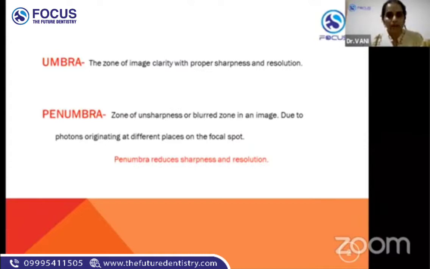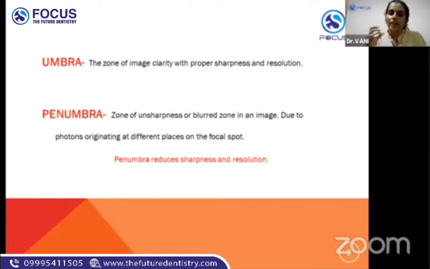So what is meant by umbra? Umbra means the clear zone, the area on the image which has proper sharpness and resolution. So what is meant by sharpness and resolution of a radiographic image? Radiographic image sharpness means we should be able to visualize each and every minute detail with clarity. So all the minute details should be clear. That is called image sharpness. While resolution means we should be able to differentiate between two points that are close to each other.